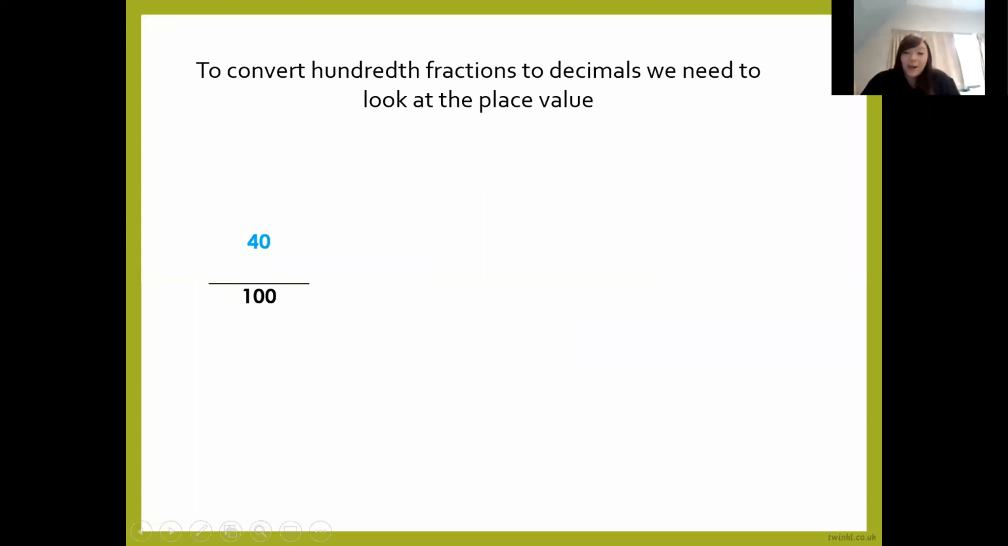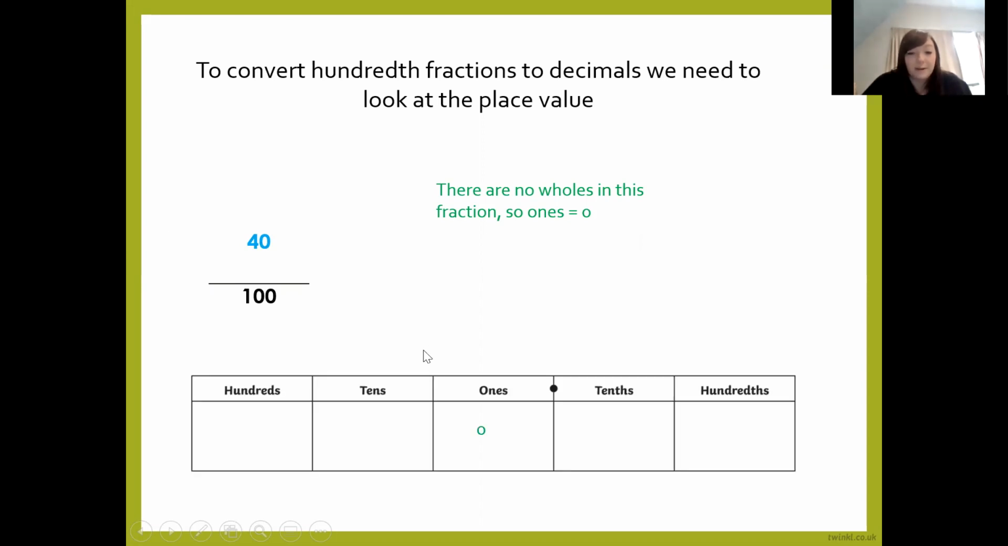Now here we have 40 hundredths. Now this is where we have to think back to our lesson where we converted tenths and hundredths. So we need to see what 40 hundredths is the same as. There are 0 wholes still, there's 0 ones. But 40 hundredths is the same as 4 tenths. So we write that as 0.4.